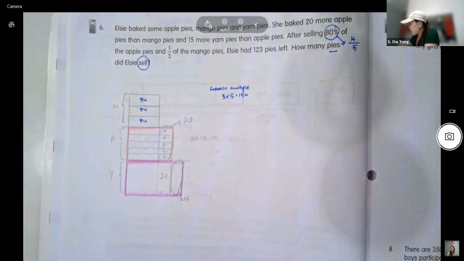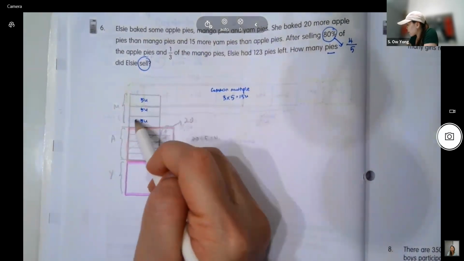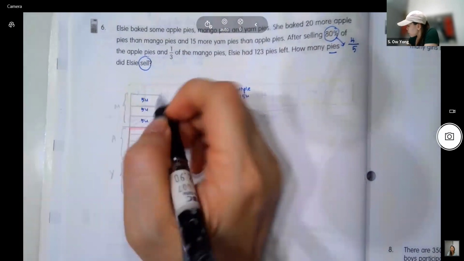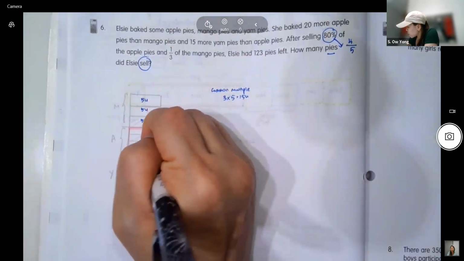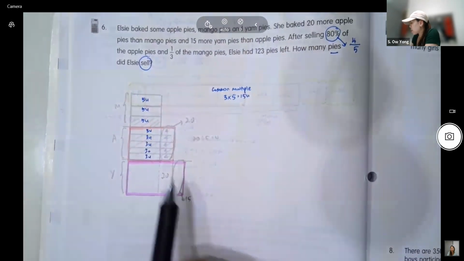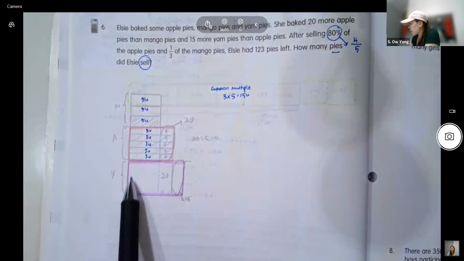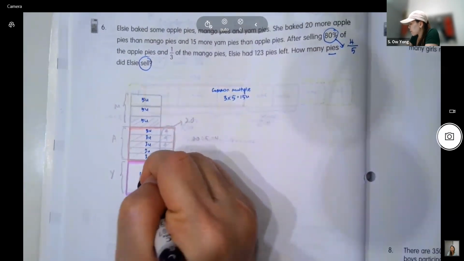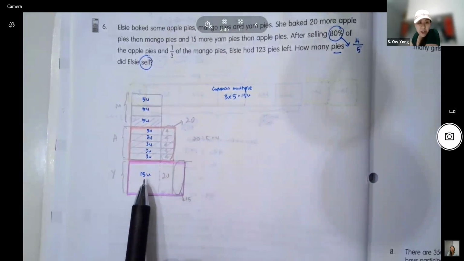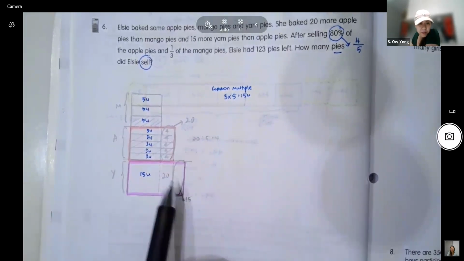Yes. Because in the end, they are going to sell 1/3 of the mango. So here, I'm going to write 3 units, 3 units, 3 units, 3 units, 3 units. And for the yam, I will just put 15 units here to represent the whole box. So yam will have 15 units, a 20 and a 15.